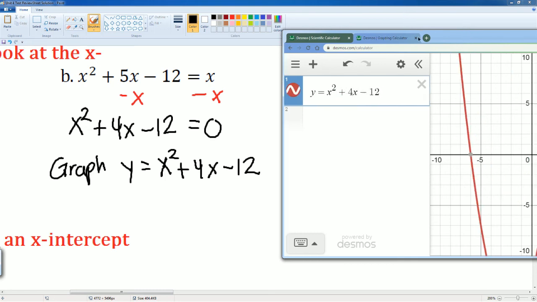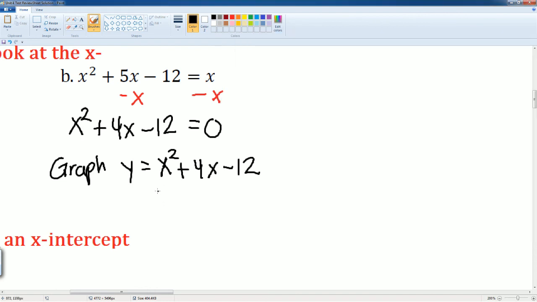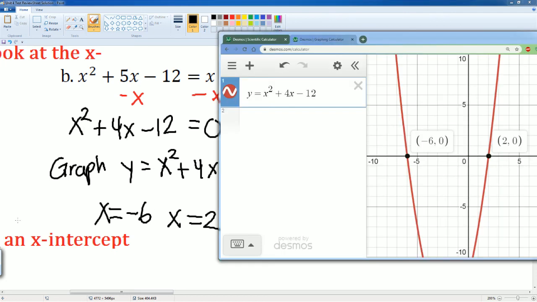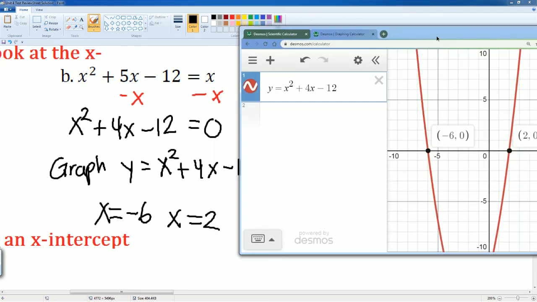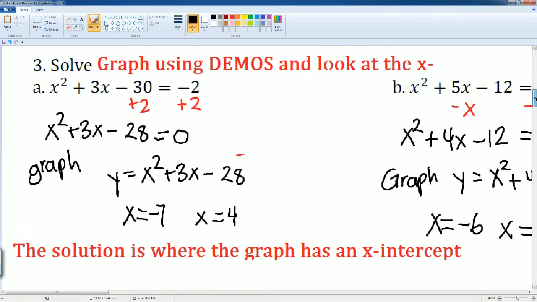All right, and our two solutions are x is equal to -6 and x is equal to 2. Right? Because the x-intercepts are also where the solutions are. Okay? So, there you go. That is everything that you need to know when it comes to question number 3, where it says to solve.